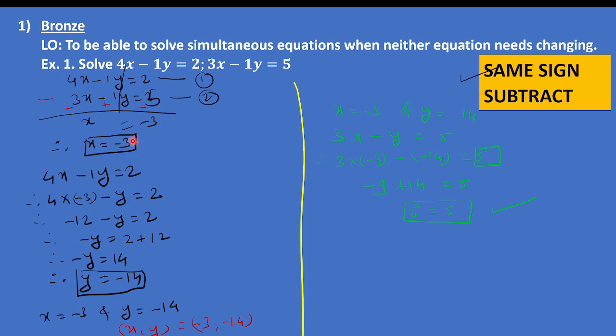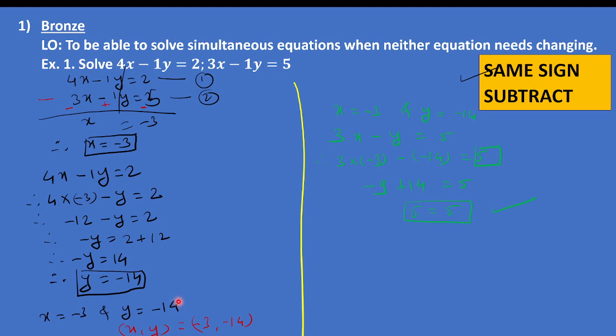After this, to get the value of y, I'm going to put this value in any one of these equations. Here I use equation number 1, which is 4x minus 1y equals 2. In that equation, I replace x by minus 3, and when I calculate it, I'm getting the answer y equals minus 14. Now this is the answer. In the exam, for full marks, you are supposed to write this much.